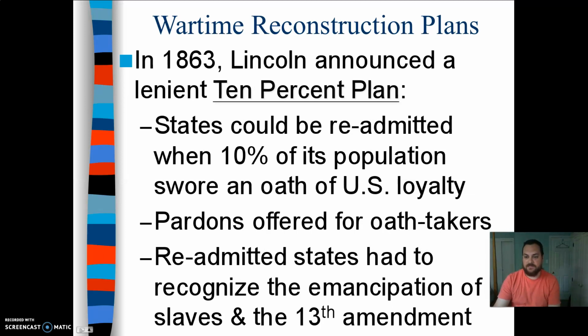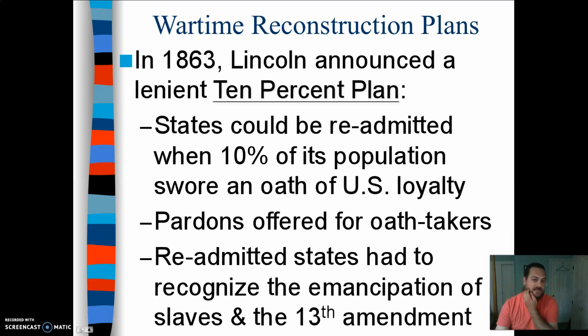He announces, does Lincoln, the 10% plan, meaning states could be readmitted when only 10% of its population swore loyalty to the Union. Well, 10% of every state didn't want to leave in the first place. That's not going to be hard to do. He also offered a pardon for every person who swore allegiance to the United States. It's a really easy plan, right?